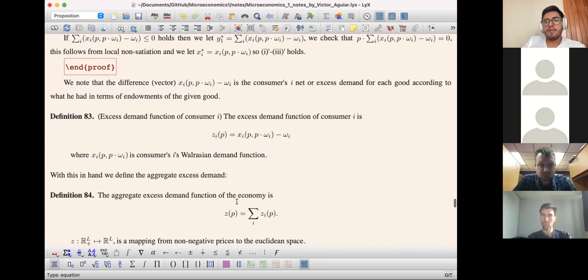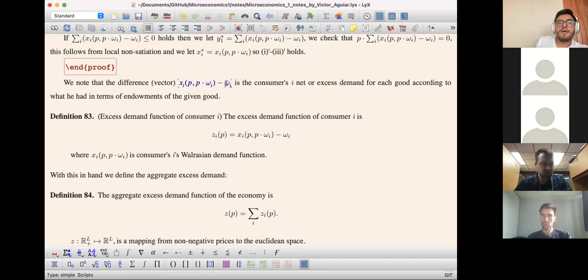So again, this is about naming. We know that the difference, which is a vector of the demand of goods of each individual i minus omega i, is the consumer i's net or excess demand for each good according to what he had in terms of endowments of the given good, okay?